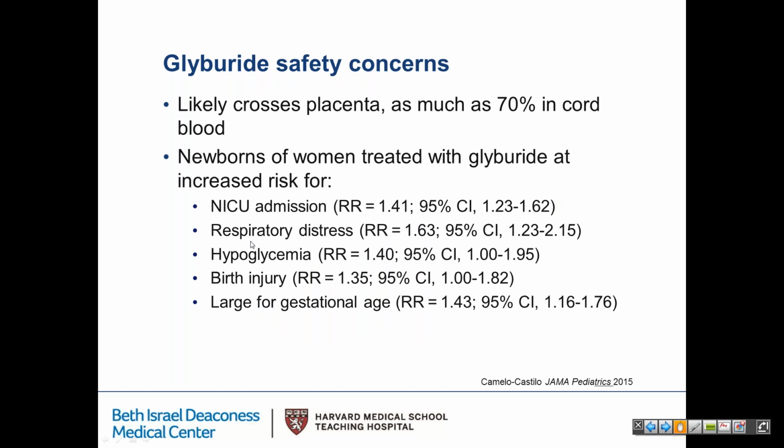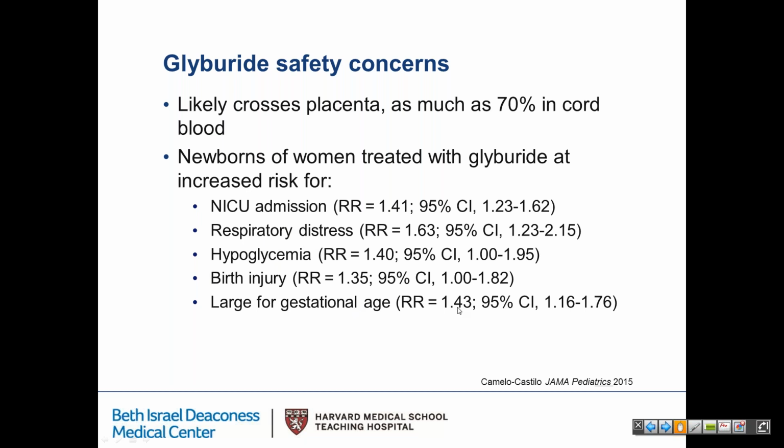The same group looked at those claims, and they were able to look at the newborn outcomes, and what they found were that newborns of women who were treated with Glyburide were at increased risk. Again, these are compared to women treated with insulin. So among women with gestational diabetes, if you got Glyburide, your risk was higher for having a baby who needed to be admitted to the NICU, for having respiratory distress, hypoglycemia, birth injury, and large for gestational age.